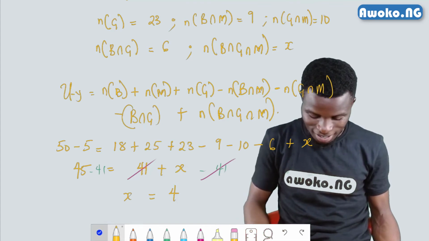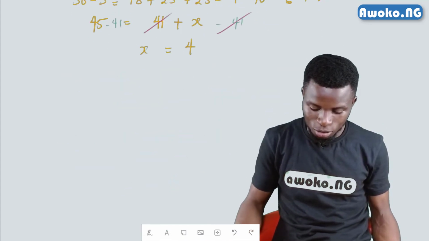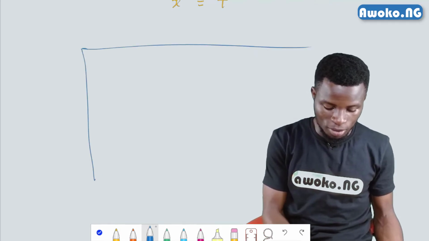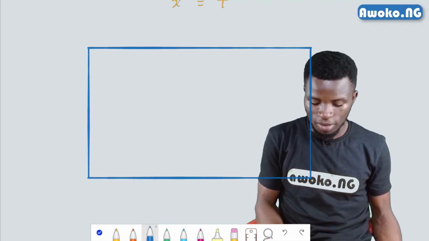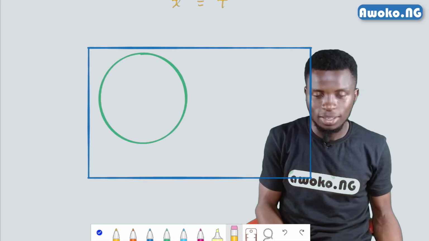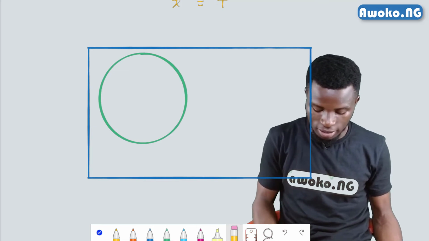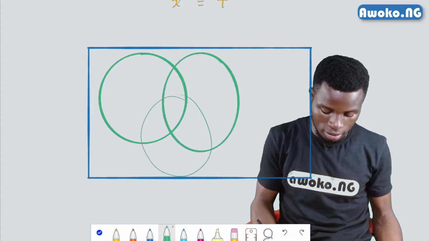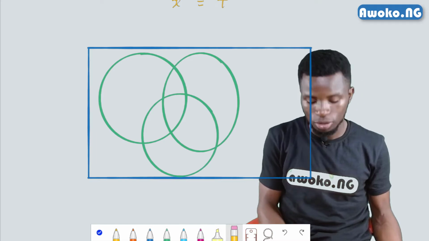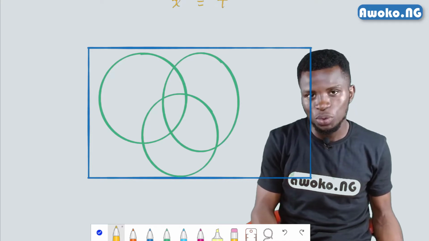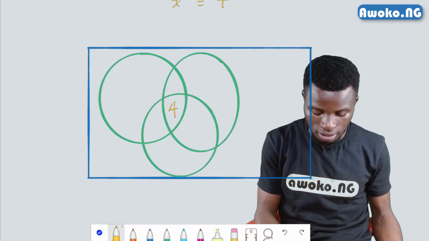Okay, so let us move further to drawing the Venn diagram, since we have all the parameters at our fingertips. So let us represent this as the universal set, and this as the first set, this as the second one, and this as the third one. So this area shows the intersection between the 3 of them. So we have this as 4.